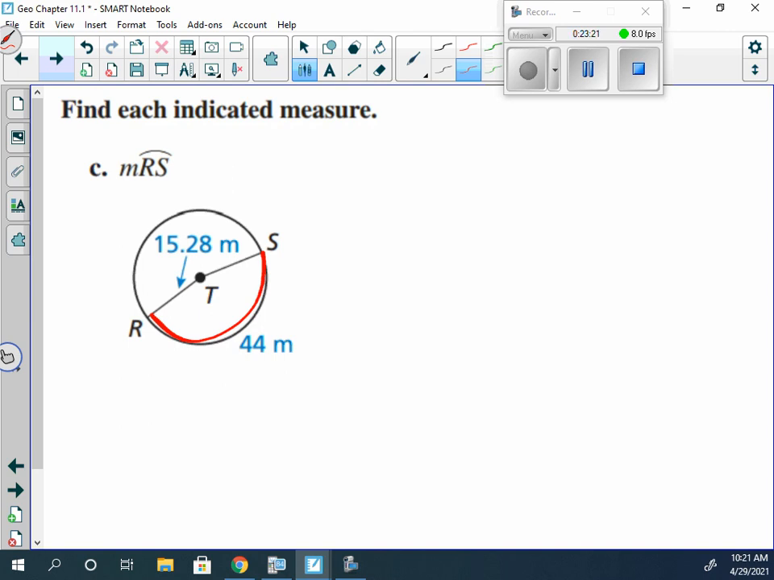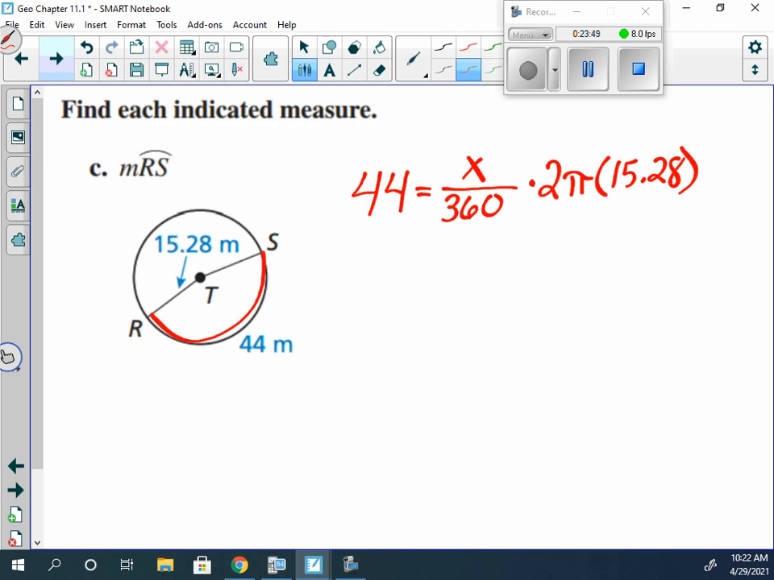So let's fill in what we know. We know that the arc length is 44. So we're using our formula still. Arc length is equal to the arc degree over 360 times the circumference. So we don't know what the arc measure is, but we do know that it's over 360 times 2 pi r. So we're going to need to get x by itself. So we could do either one. We can distribute the 2 pi and multiply 15.28 by 2 pi, and it would be over our 360. So 2 times 15.28.